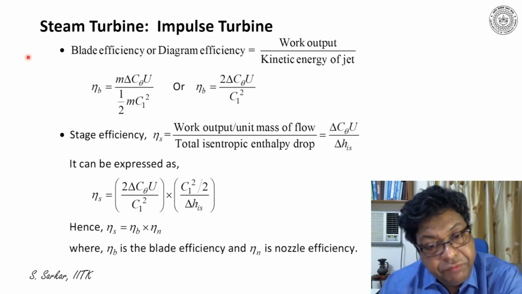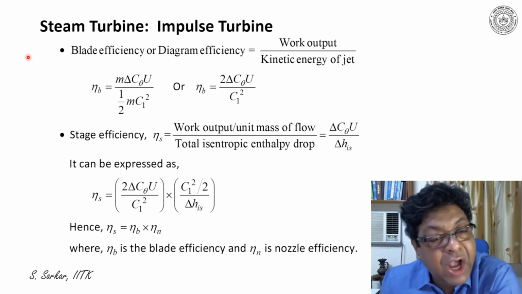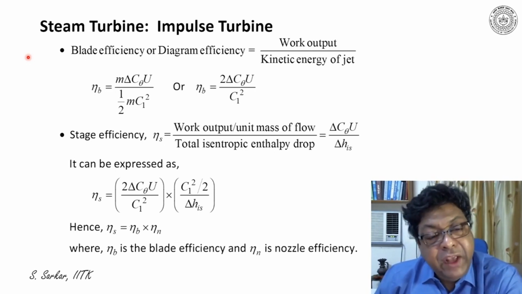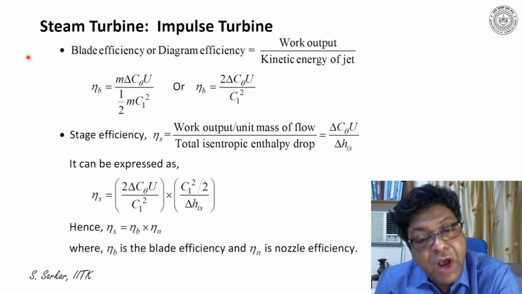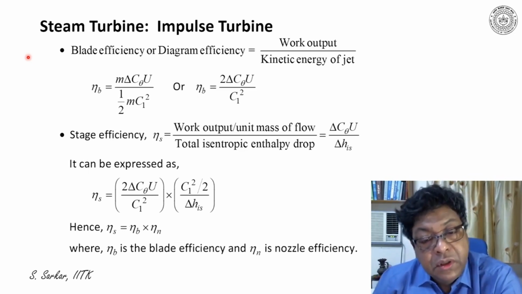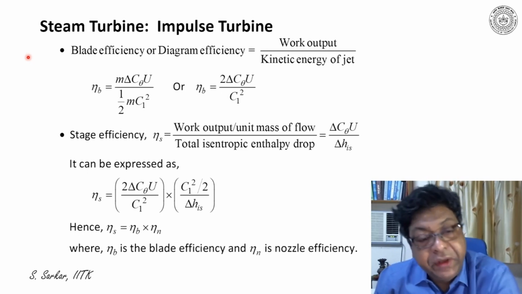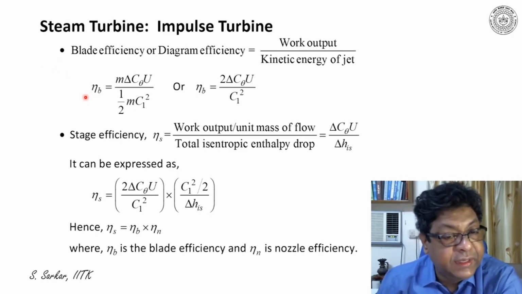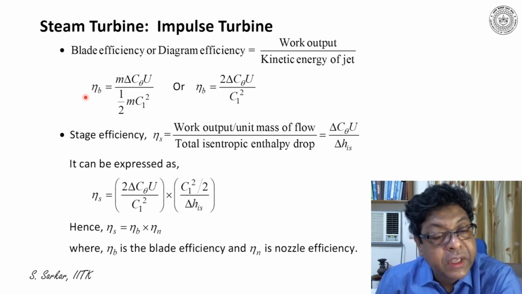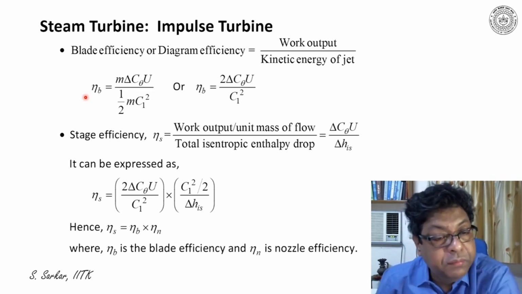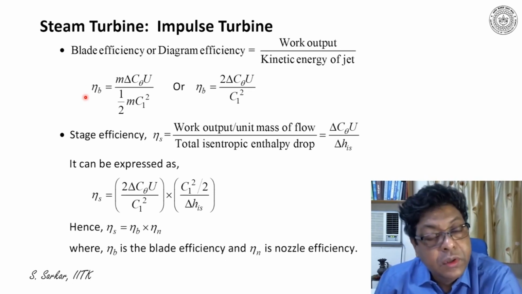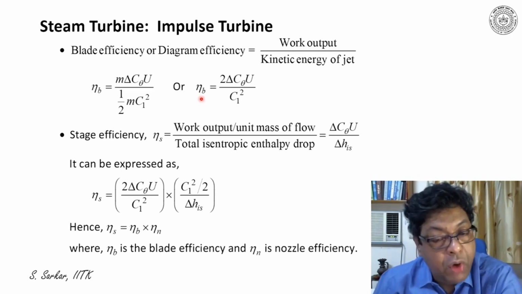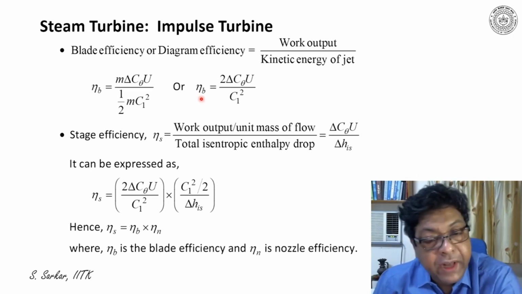After evaluation of work output, I can define the blade efficiency and the stage efficiency. The blade efficiency or diagram efficiency is defined as work output divided by kinetic energy of jet. Thus, eta B is equal to m into delta C theta into U divided by half m C1 squared, C1 being the velocity of jet coming out from the nozzle. That is, eta B equals twice delta C theta U divided by C1 squared.